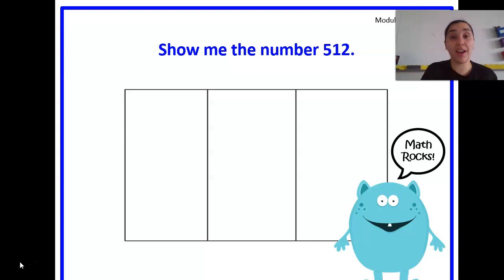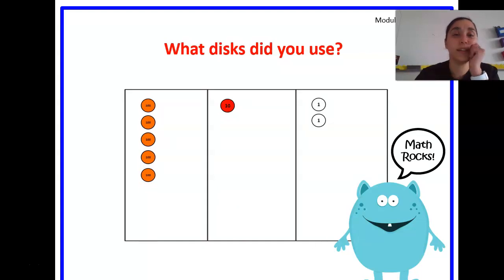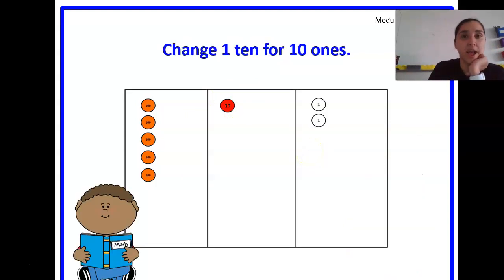I want you to show me the number 512. What discs did you use? Get ready? Yes, 500. Yes, 1 ten. Yes, and 2 ones. Way to go. Now, I want you to change 1 ten for 10 ones.